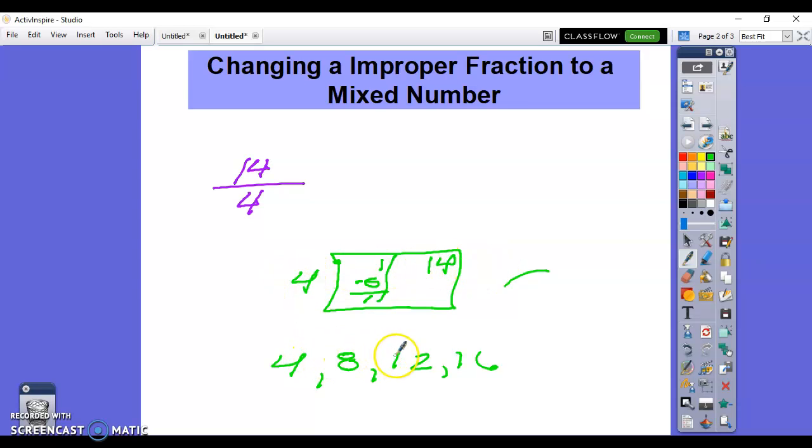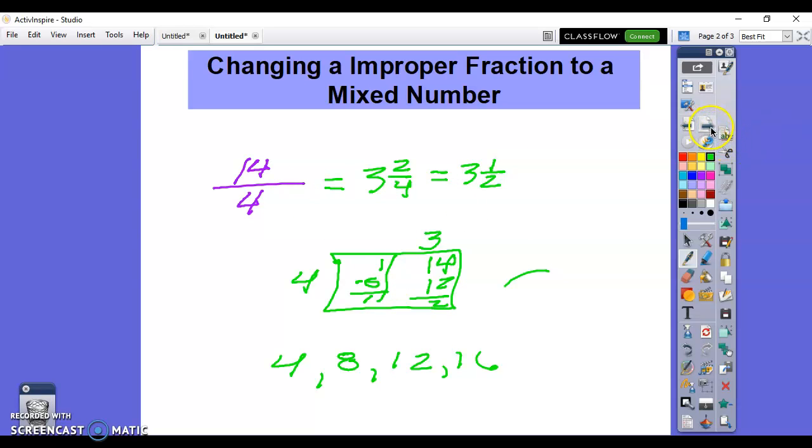So which multiple of 4 is equal to or less than 14? It is the 1 to third multiple. So 12. And we have a remainder of 2. So our mixed number is going to be 3 2/4 or 3 1/2. Okay, so that's one way that you can do it using division.